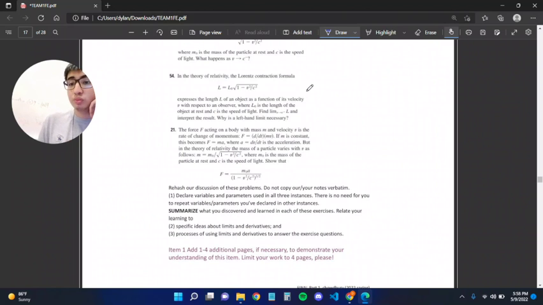Yeah, so, I mean, you have, so those are our variables and parameters. And what do we learn about limits in this problem? Do you understand the problem?